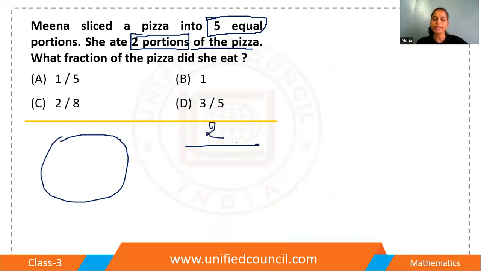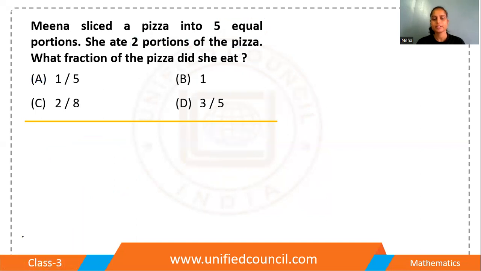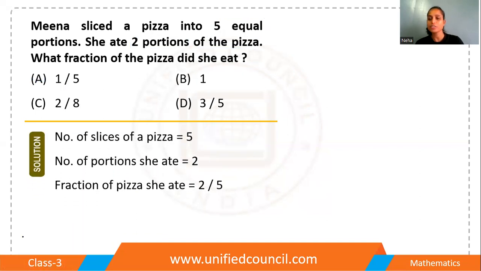First of all, write the fraction which she eats. 2. Now write the total number of portions. This is 5. So 2 by 5, this is the right answer. Okay. I think you can change this to 2 by 5. Okay. Then option A will be the right answer. Okay. So just see how many she eats? 2. How many total are there? 5. So first she eats and then the total. This is the fraction. Alright. Perfect. Let's move to the next question then.